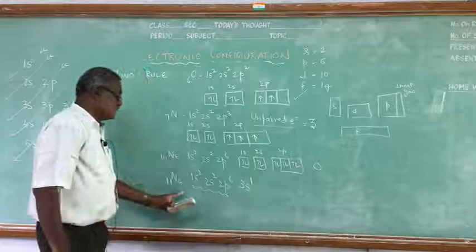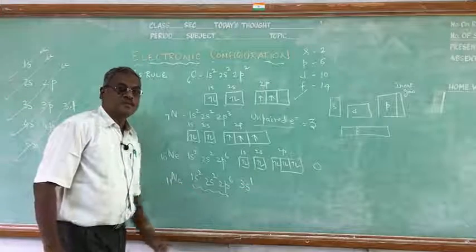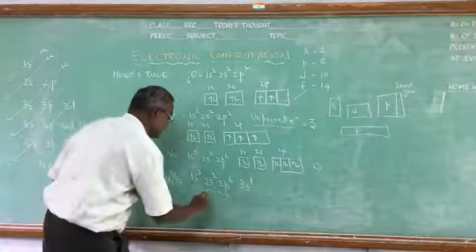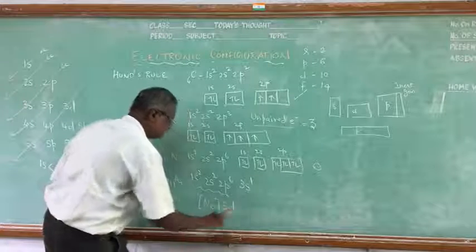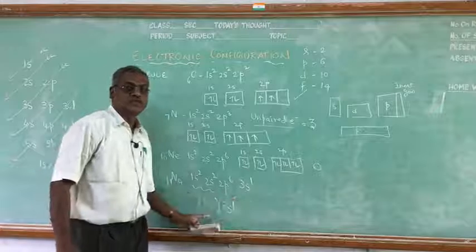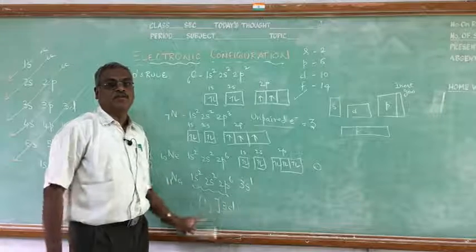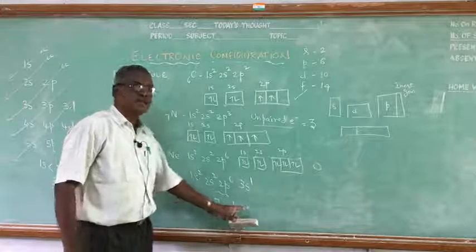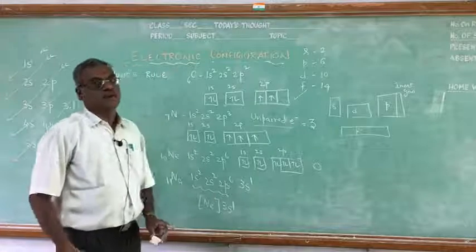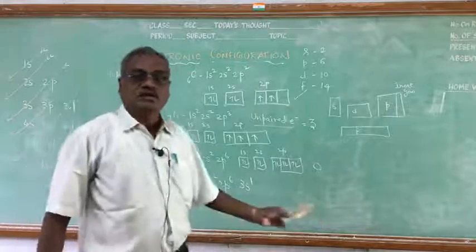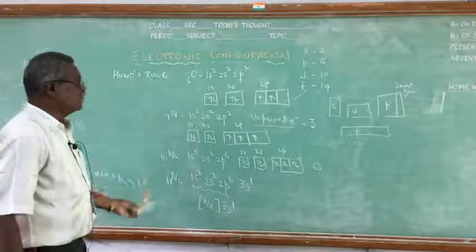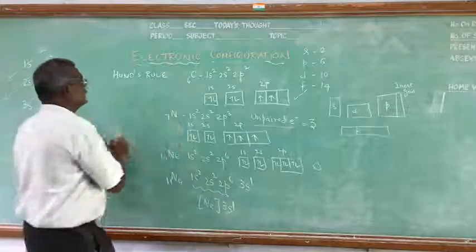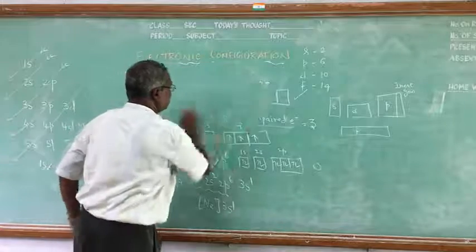So for sodium, the electronic configuration can also be written as neon core 3s1. We can write the short form. Neon core means up to neon you write 1s2, 2s2, 2p6, then we write 3s1. So I think you understood the electronic configuration. In the same way, we are going to write calcium.